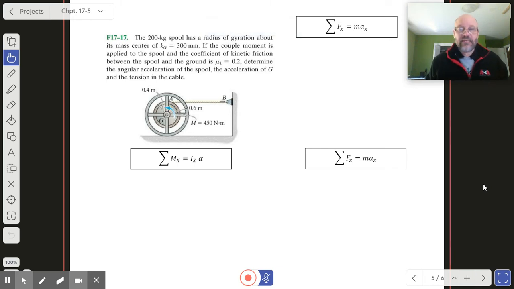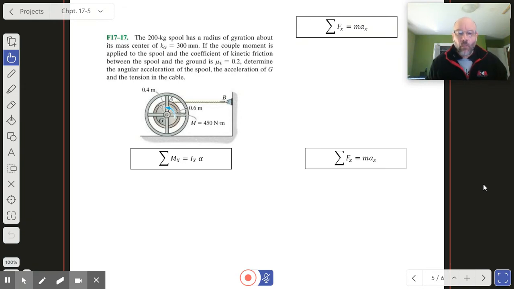So number 17 is an unusual setup. You can see we've got this kind of weird spool, which has a mass of 200. They give us a radius of gyration, so we're going to use the mk squared term in order to get a moment of inertia. The whole thing is attached to the wall. There's a cable AB. Okay, interesting.